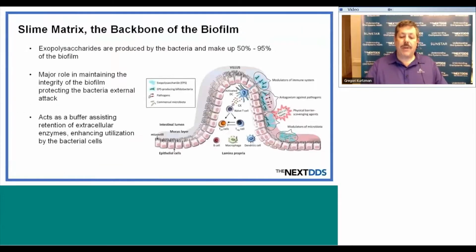The slime matrix, the backbone of the biofilm, is basically exopolysaccharides produced by the bacteria, making up about 50 to 95% of the biofilm. It plays a major role in maintaining the integrity of the biofilm and protecting the bacteria from external attack. This is why antibiotics and everything can't really penetrate into these things to get to the bacteria underneath, because that slime matrix is really a shield to protect them. It acts as a buffer, assisting retention of extracellular enzymes, enhancing utilization by the bacterial cells.